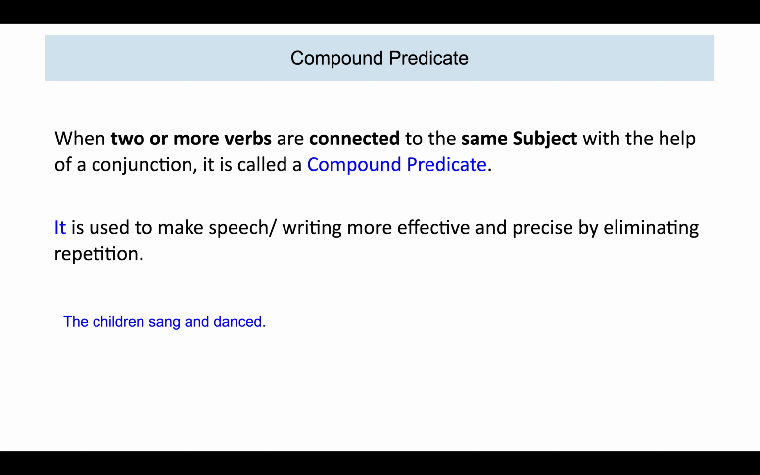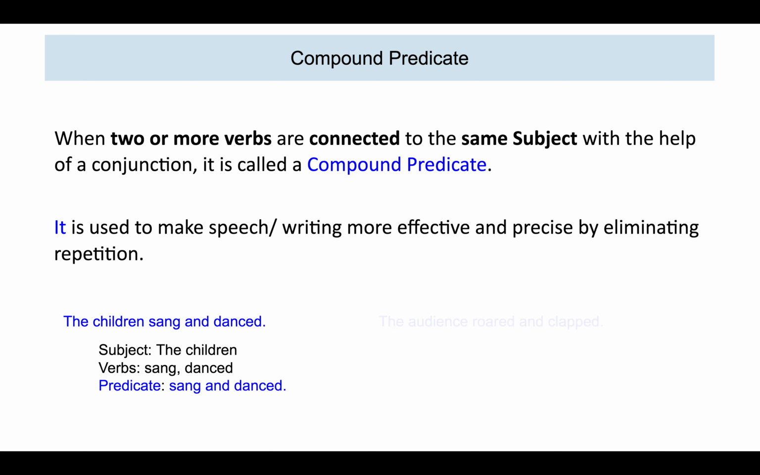So we have two verbs, sang and danced. Now the two verbs have been combined using the conjunction and. So what is the predicate now? Sang and danced. Now how did this make the writing effective? Because if you break them into two sentences, it becomes very monotonous. The children sang, the children danced. So you will be repeating the children twice. So we have combined the verbs and put them together in one sentence.